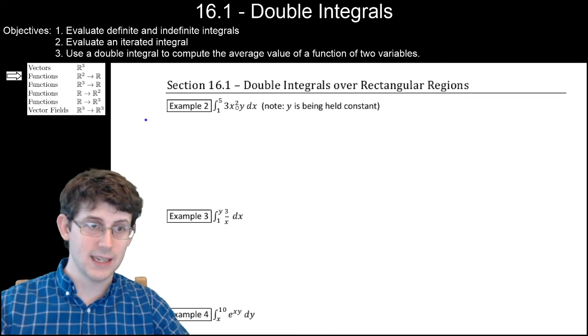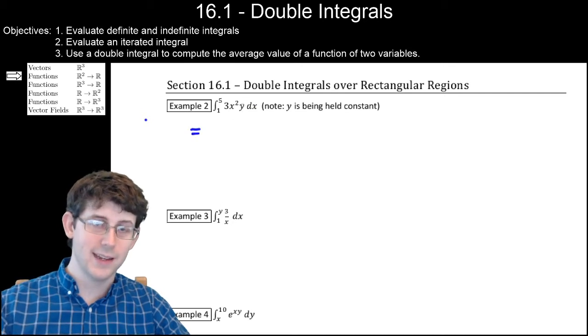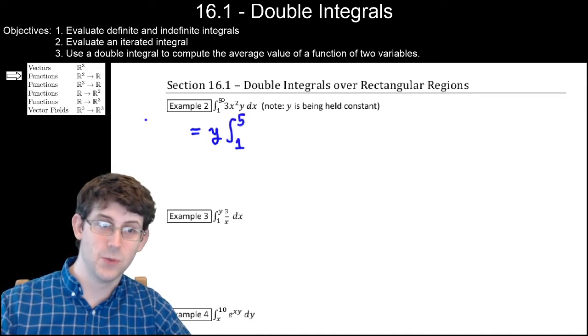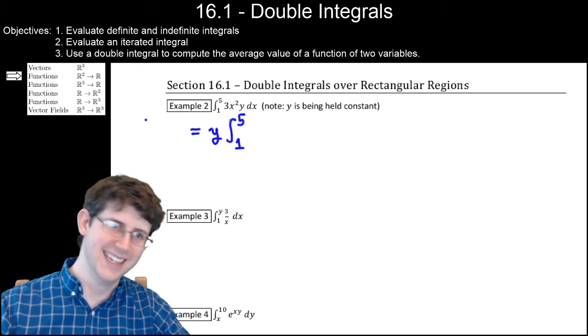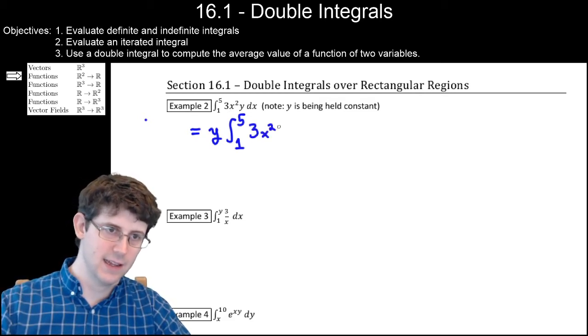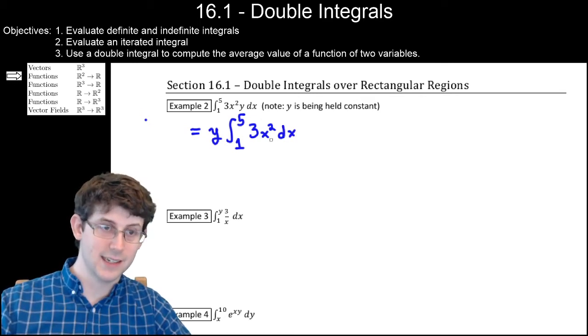So here I'm taking the integral of 3x squared y dx. Check this out. y does not depend on x, so I'll factor it out of the integral so I don't have to think about it, the same way that you would factor out a constant. The 3 is actually helpful to me, because the integral of 3x squared dx is x cubed.